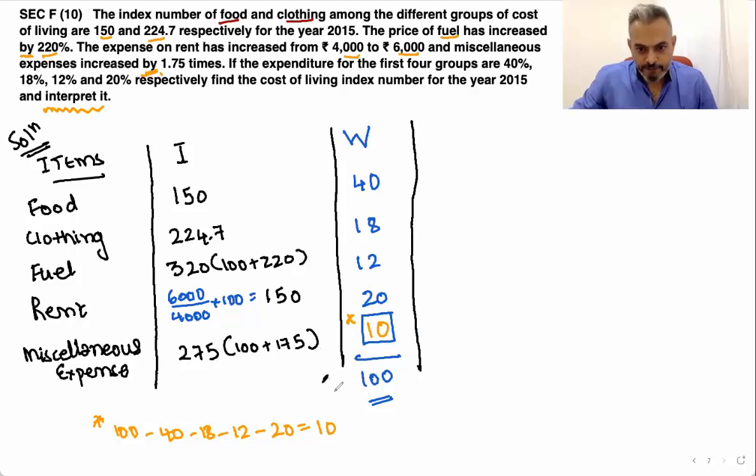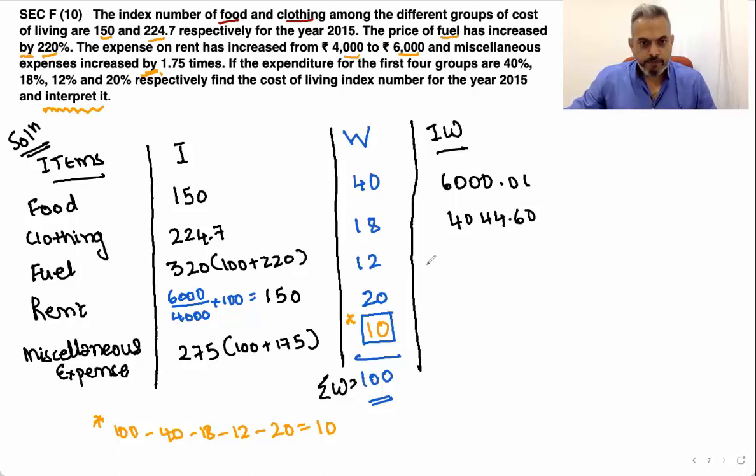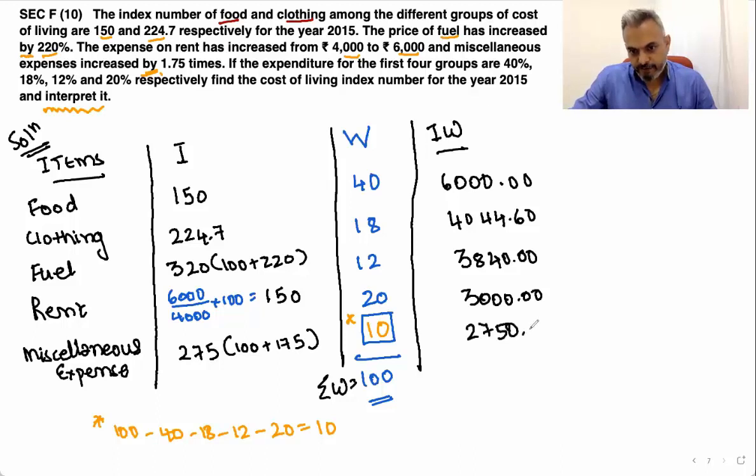So now we got sigma W. Let's find out IW. 6,000, 4,000 ... 0.60, 320 into 12, 3,000 and 2750.